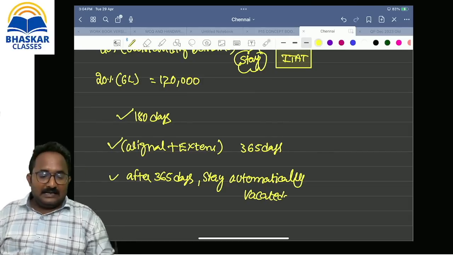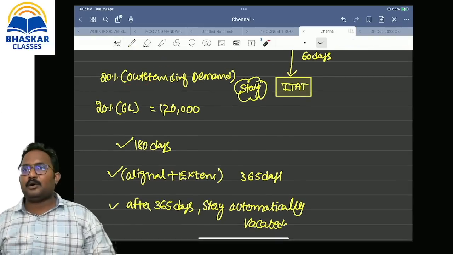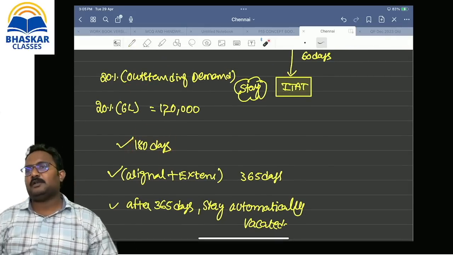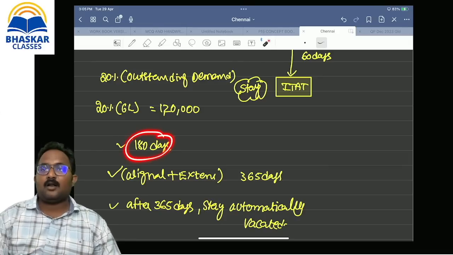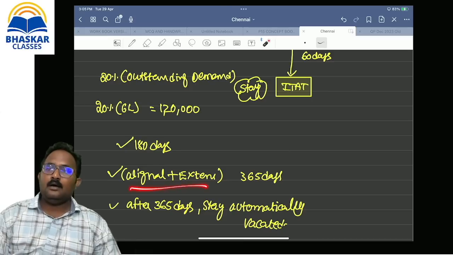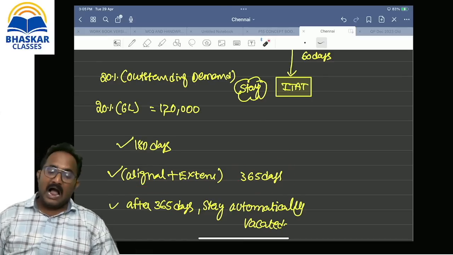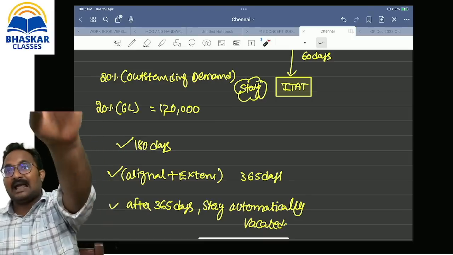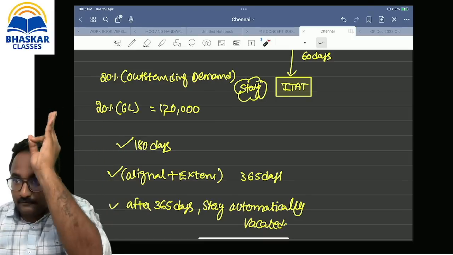Remember, sir, here they don't want to take the risk. That's why they collect a minimum amount as a deposit. What is the minimum amount, ma? 20%. So first they give the stay for how many days, ma? 180 days. If within 180 days they don't pass the order, they can extend the stay of demand for how many days, ma? 365. After 365 also, if they don't pass the order, the stay of demand is automatically vacated as per the Income Tax Act 1961. Okay.